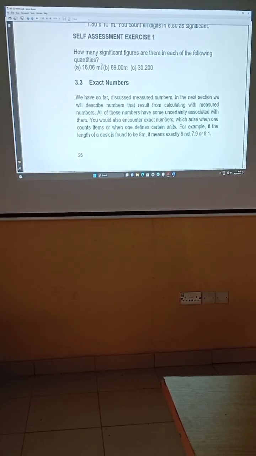16.06 million. How many significant figures are there? 69.00. How many significant figures are there? How will you know? I'll take this first and foremost to scientific notation. C, 30.200. Same thing applies here. Take the scientific notation, then you know the number of significant figures that appear.